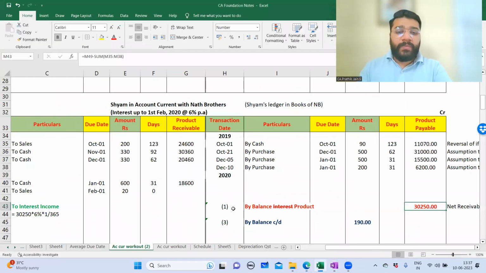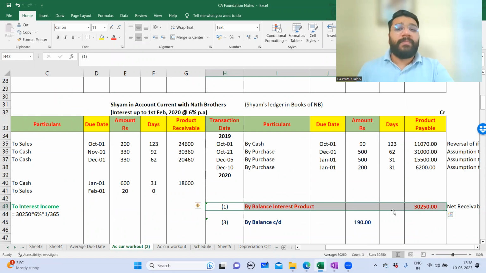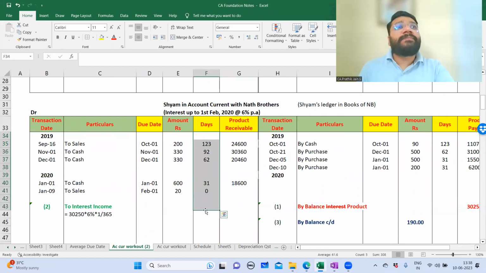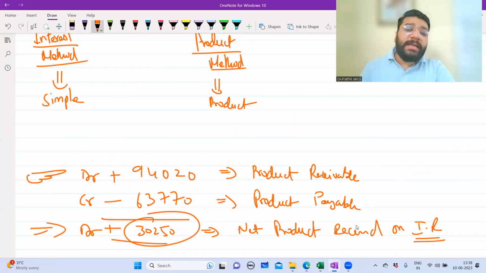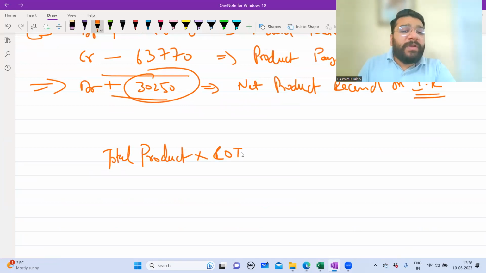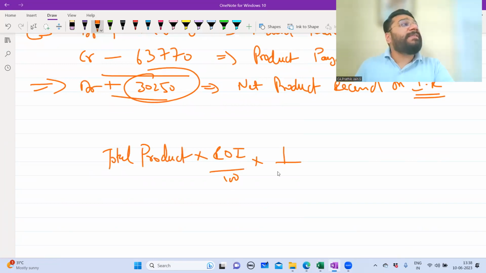So this is the second step. Now tell me guys, on this 30,250, what am I supposed to calculate? Interest. So is this in months or days? It is in days. So what is the interest on drawing formula we agreed? Total product into rate of interest by 100 into 1 by, if it is number of months, then 12. If it is number of days, then 365. This is the product method of interest on drawing, same formula.